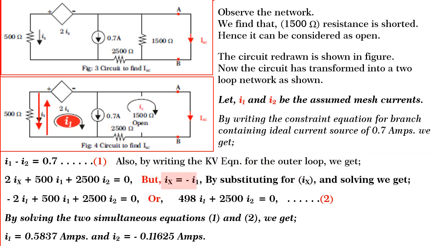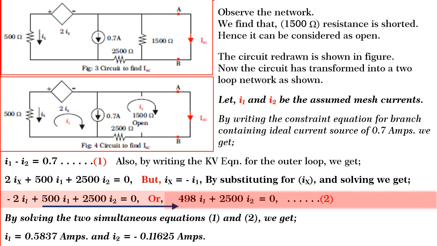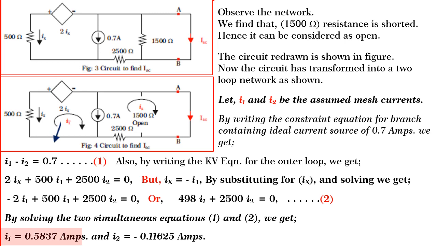But Ix is equal to minus I1. By substituting for Ix and solving, we get 498 I1 plus 2500 I2 is equal to 0. By solving the two simultaneous equations 1 and 2, we get I1 is equal to 0.5837 amperes and I2 is equal to minus 0.11625 amperes.